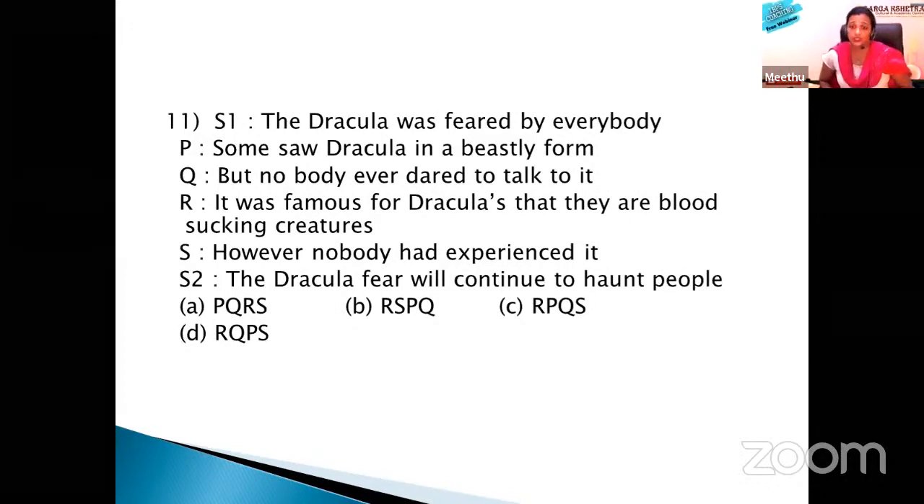The Dracula was feared by everybody. That is the first sentence, no change for it. Some saw Dracula in a beastly form, but nobody ever dared to talk about it. It was famous for Draculas that they are blood-sucking creatures. However, nobody had experienced it. The Dracula fear will continue to haunt people.